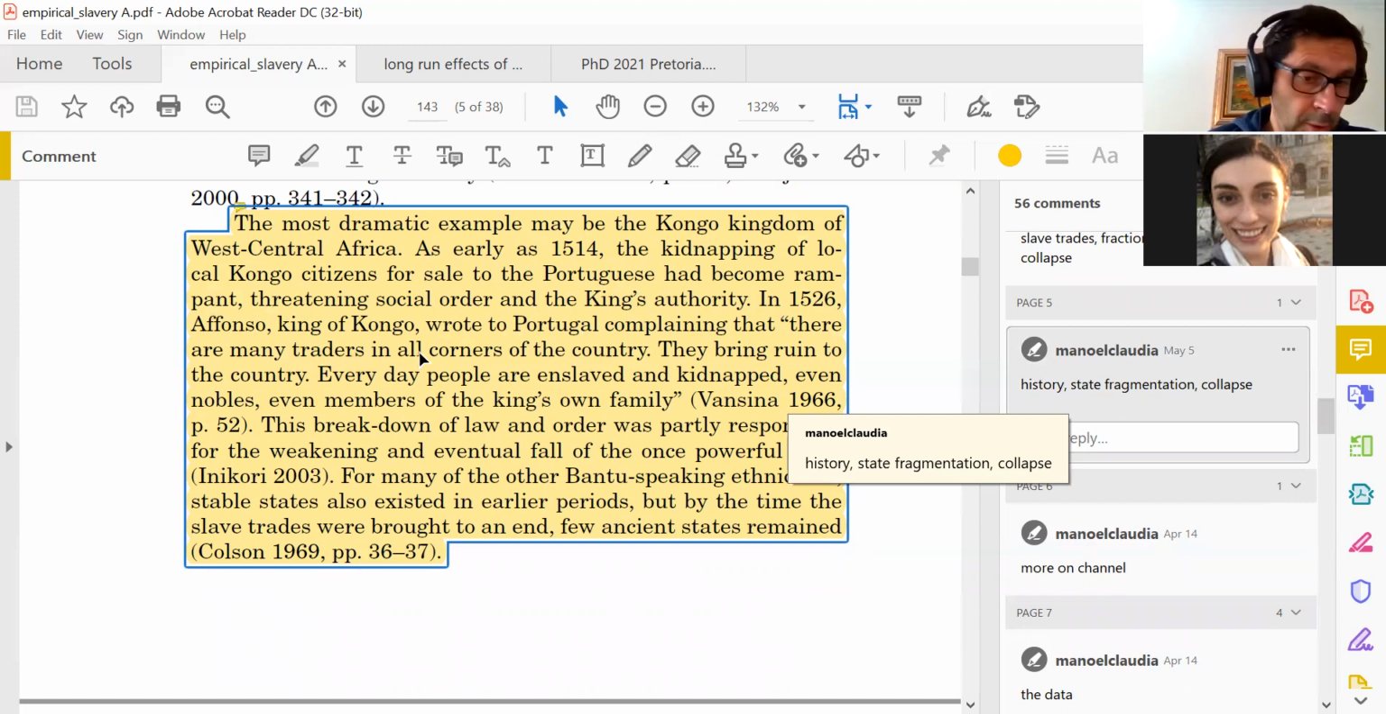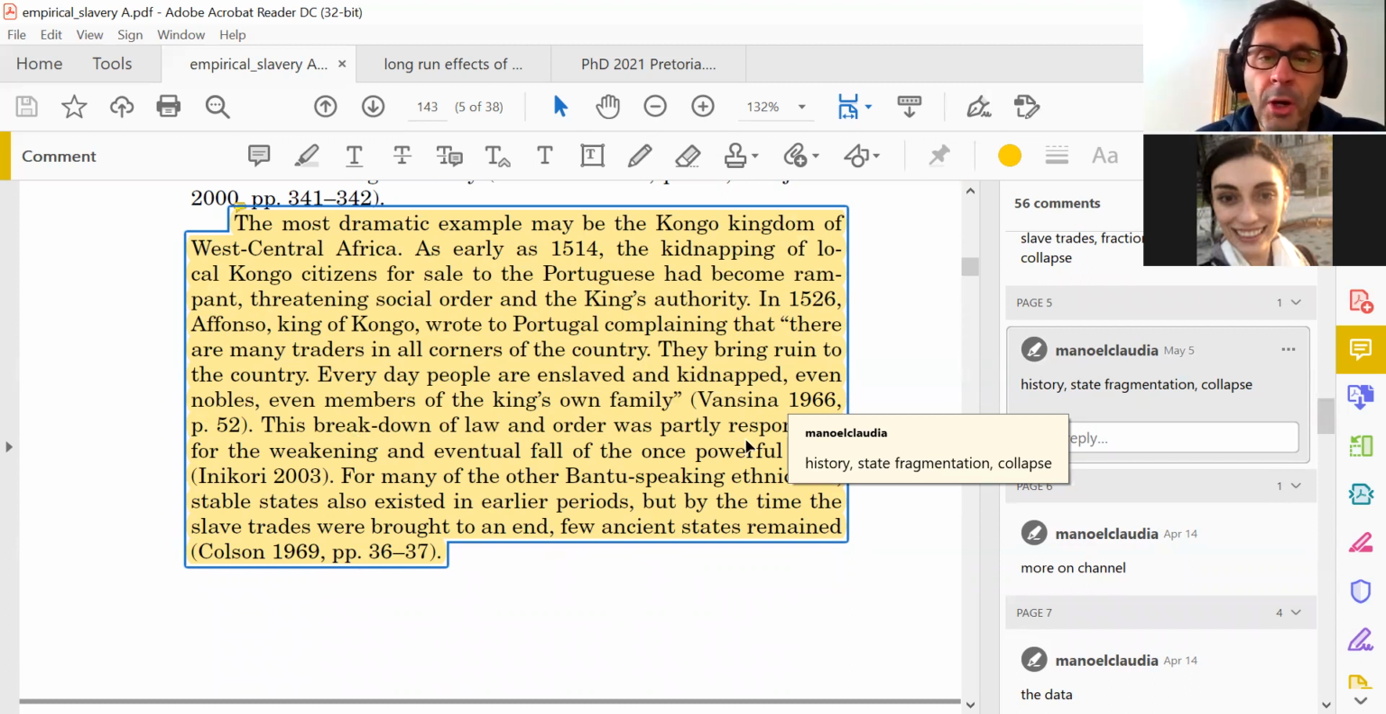In 1526, Afonso, king of Congo, wrote to Portugal complaining that there are many traders in our corners of the country. They bring ruin to the country. Every day people are enslaved and kidnapped, even nobles, even members of the king's own family, right? So they would communicate sort of information to each other.